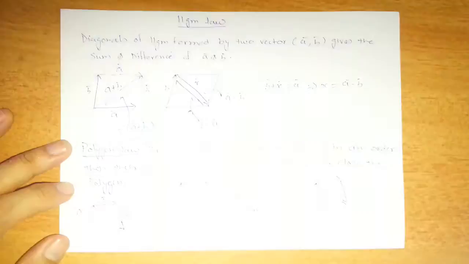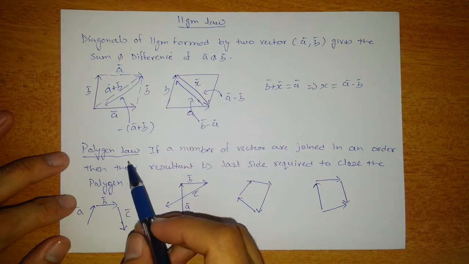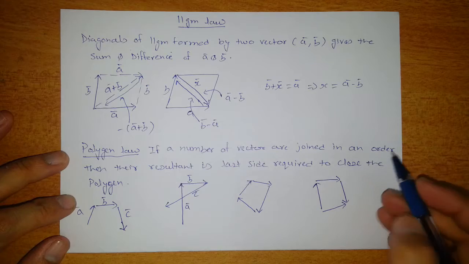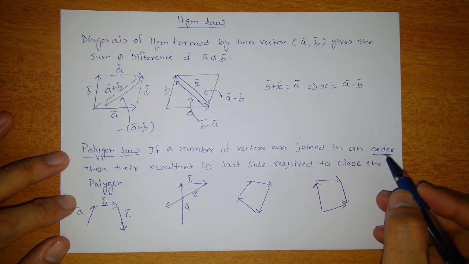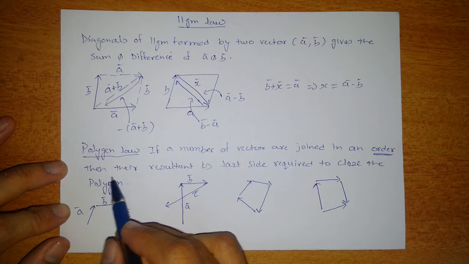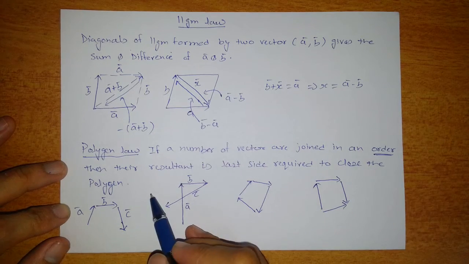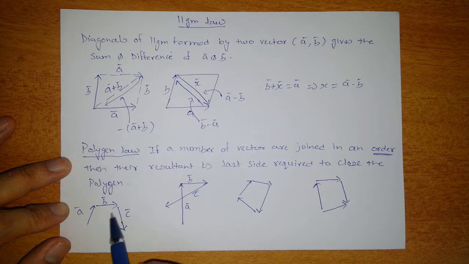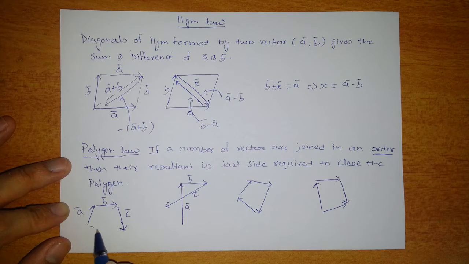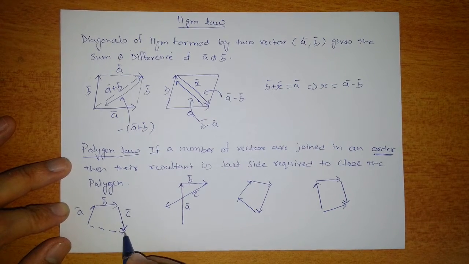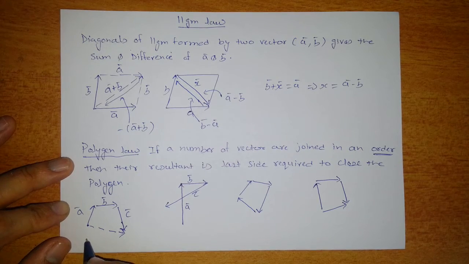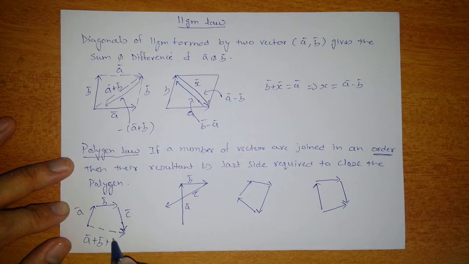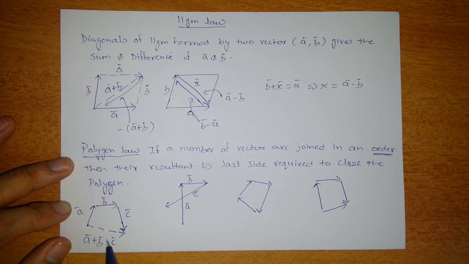Okay. Next we'll study the polygon law. If a number of vectors are joined in an order, just make sure they are joined in an order, then the resultant is the last side required to close the polygon. For example, there are three vectors A, B and C. We have to find the resultant or the sum. So this vector, again look how I am drawing the vector, starting from the loose tail to the loose head will give you vector A plus vector B plus vector C. So this vector is the resultant or the summation of all these three vectors.